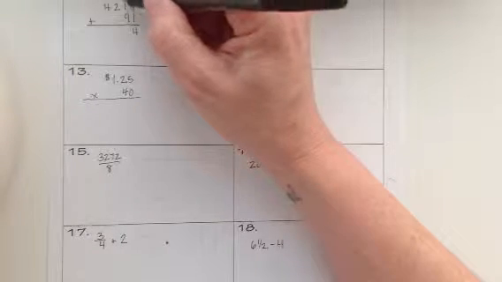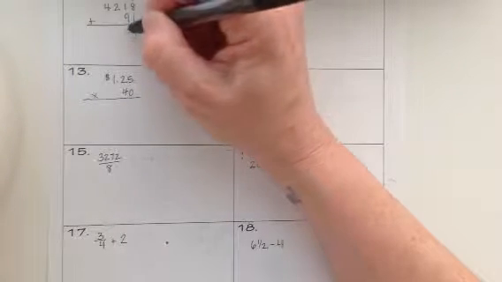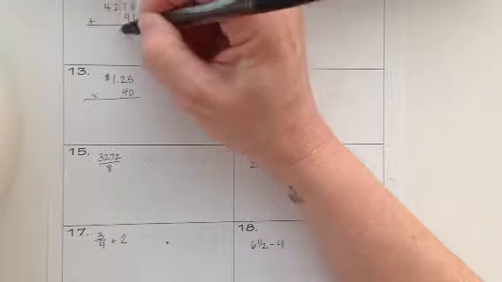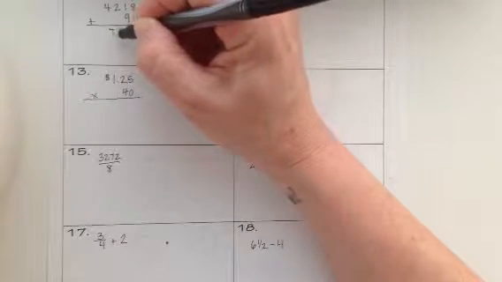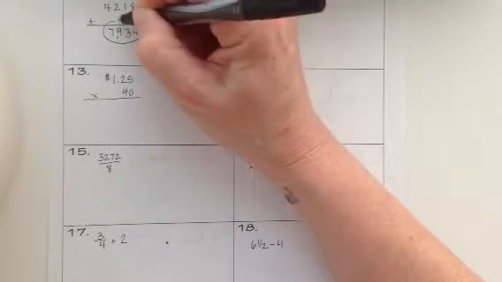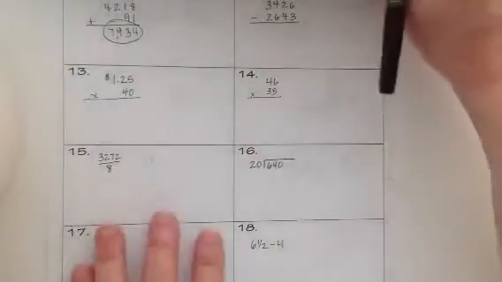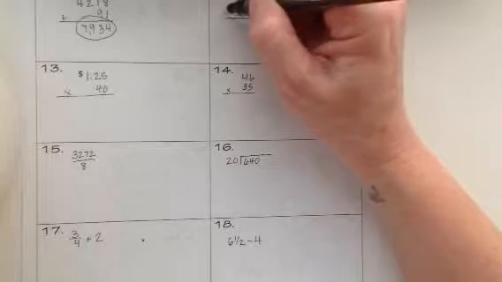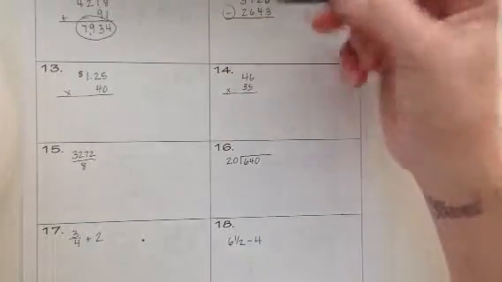I always look for groups of 10, so there's a 10, plus 3 would be 13. That would be 9, and that would be 7. So 7,934. Not hard. Now 12 is the same kind of thing, only subtraction. So we're just going to subtract.